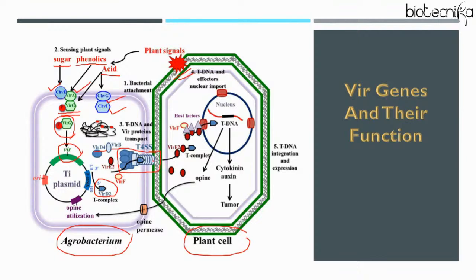And accompanying this tDNA, we have Vir E2 present, Vir F present. They will help in the transmission to the plant cell. Now, once they have entered inside the plant cell, Vir F will be removing all the Vir proteins. And they have to get integrated inside the nuclear genome of the plant.